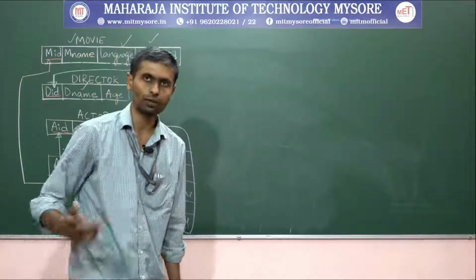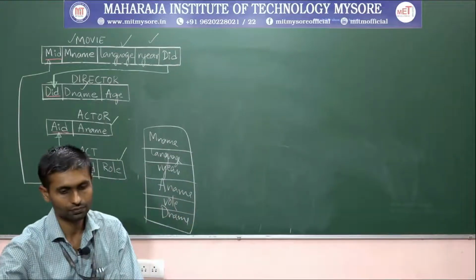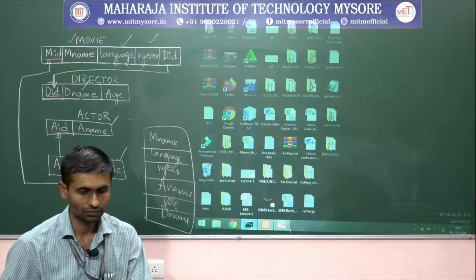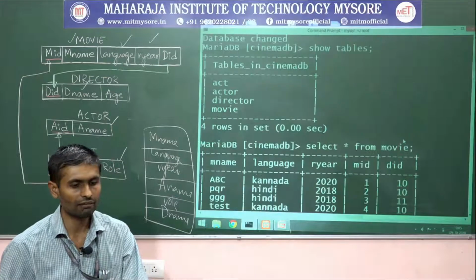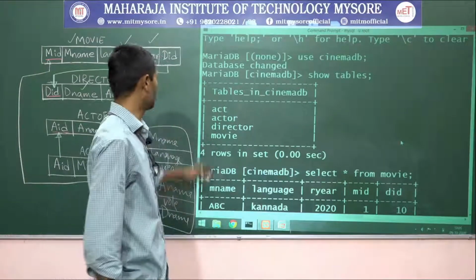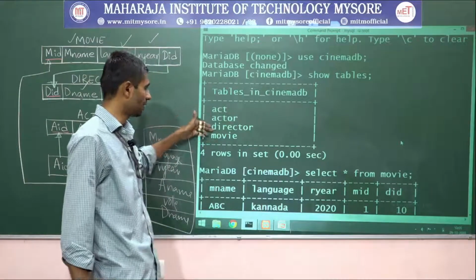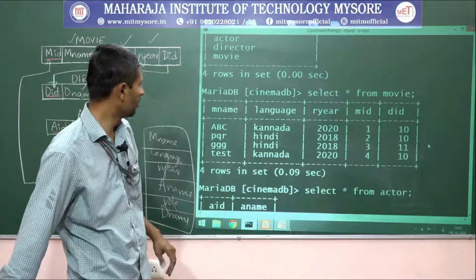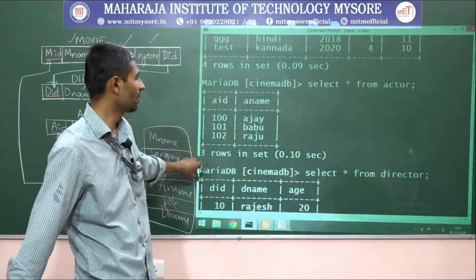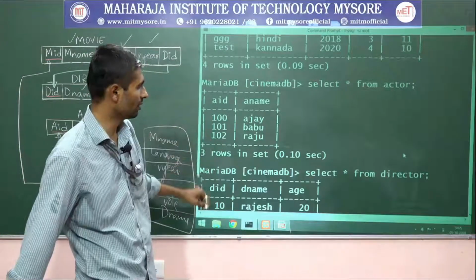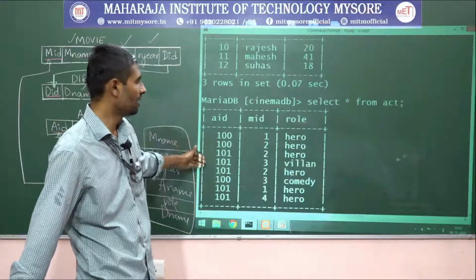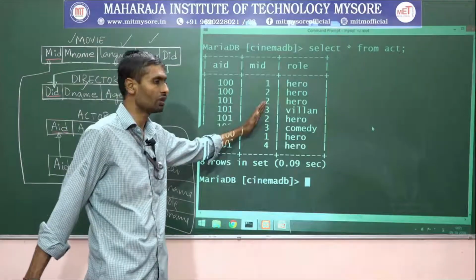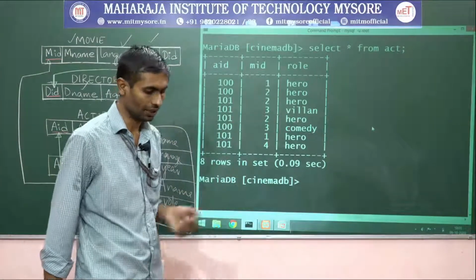To do that, guys, let me take you to MySQL. Look at this one, guys. I already have a database, Cinema DB, which contains act, actor, director, and movie tables. This is the data I have. I have 4 movies, then the actor details here, then all the director details, and these are the act details: which actor acted in which movie and in which role. All such data I have.